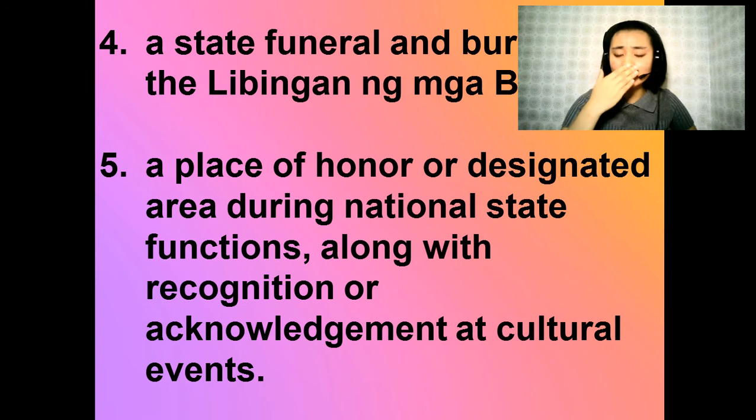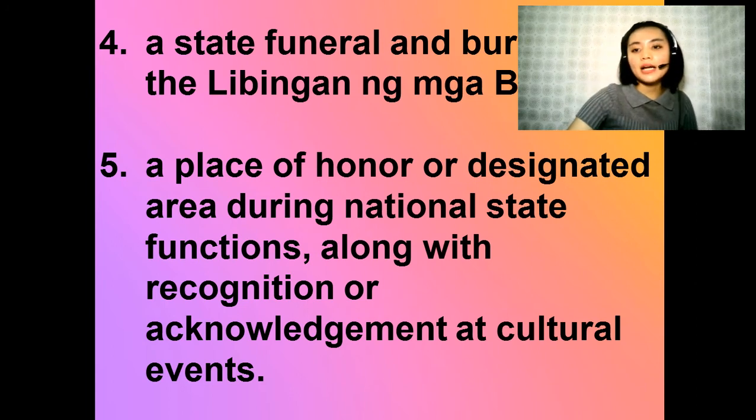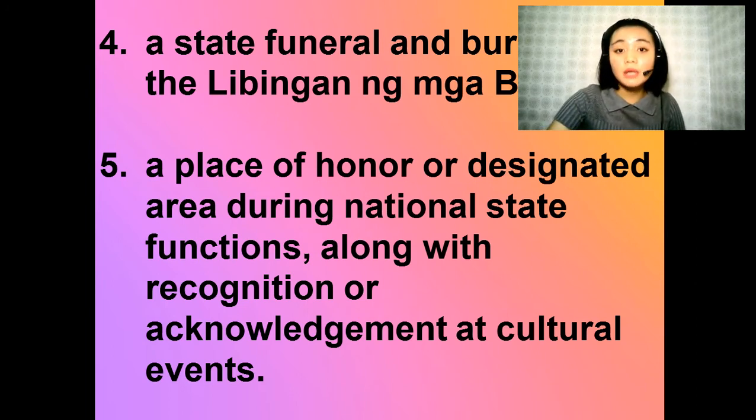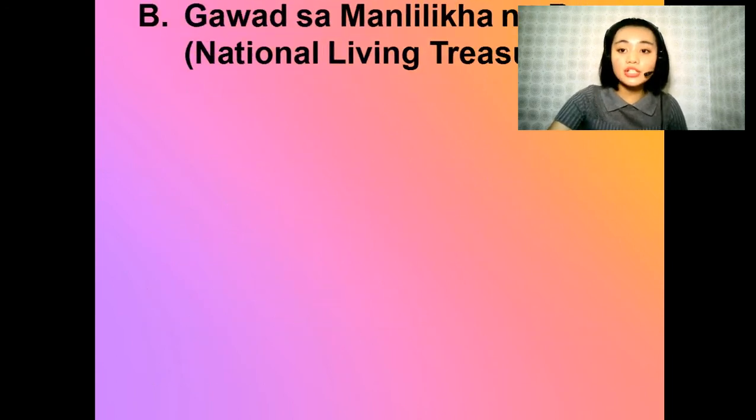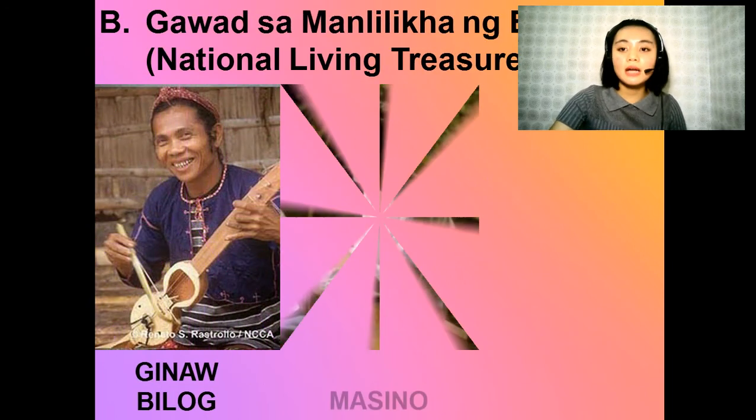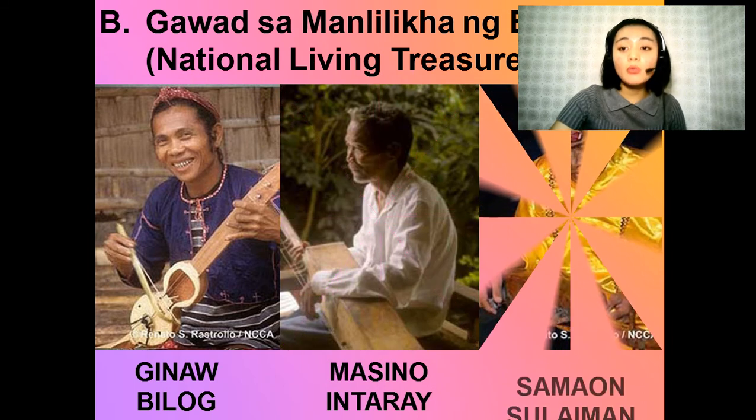Number 5, or lastly, a place of honor or designated area during national state functions along with recognition or acknowledgement at cultural events. So, halimbawa, parang cultural month or arts month sa Philippines, magkakaroon talaga sila ng parang designated area para doon i-exhibit yung mga naambag nila sa sining ng Pilipinas. Okay? So, lagi silang kasama doon sa celebration natin ng arts month. So, yun yung mga privileges and incentives na nakukuha ng mga National Artist Award recipients.